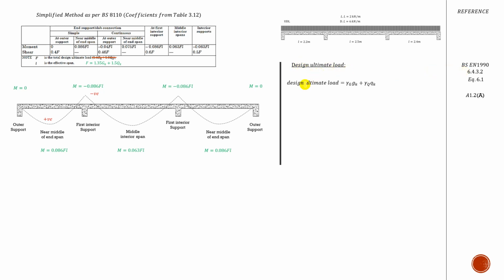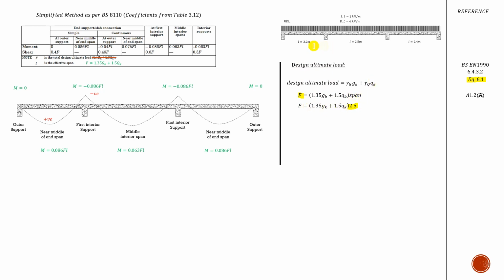This is our example, and what we need to do now is determine the design ultimate load, simply by using this formula. I'm using equation 6.1; remember in the code you have 6.1a and 6.1b along with 6.1. Equation 6.1 says that you need to use partial factors of safety of 1.35 and 1.5, and then to find the ultimate load in kilonewton, I'm multiplying this by 2.5.